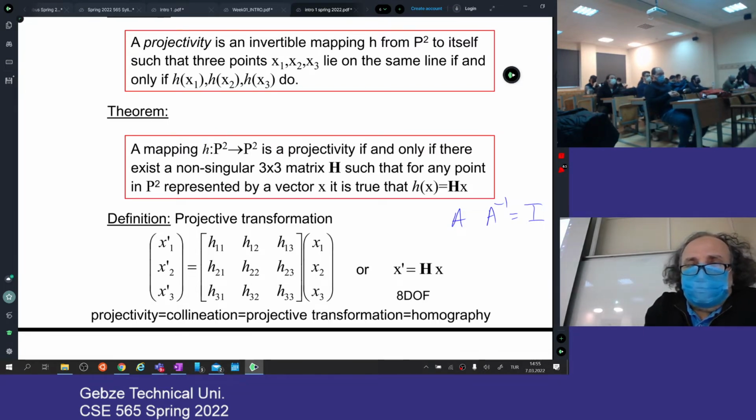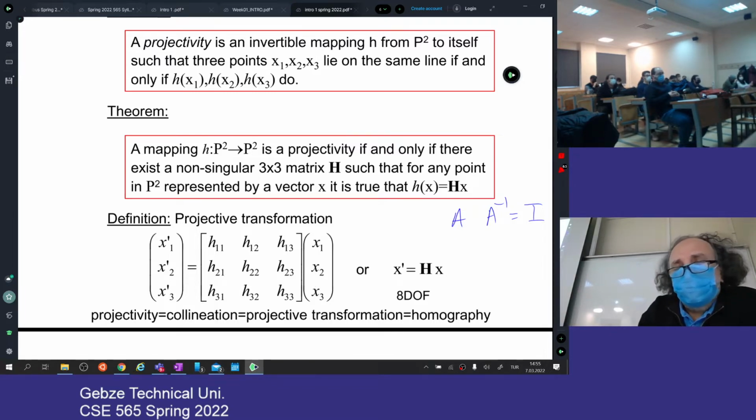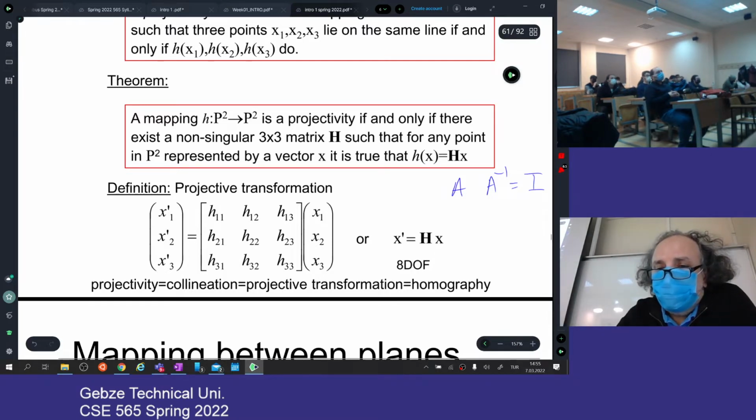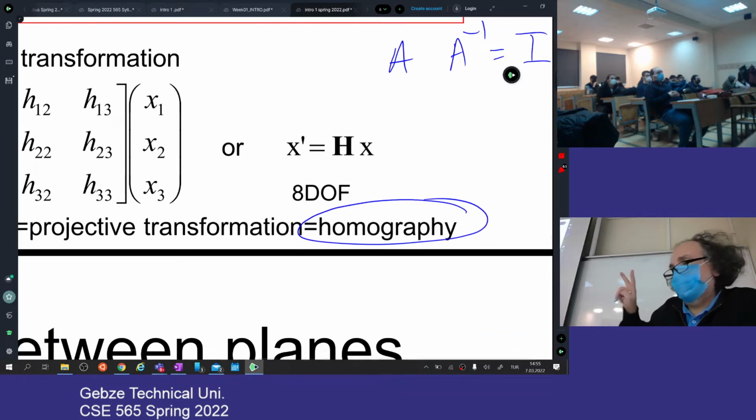Okay? So this is a projectivity, okay? And there is a proof for that one, but I'm not going to talk about the proof. Sometimes we call this a projectivity, sometimes we call it collineation, sometimes we call it projective transformation, sometimes we call it homography. And most of the time I'm going to use this homography. So homography is in two-dimensional world, okay? It is a 3 by 3 matrix, okay? It will transform us from one two-dimensional space to another two-dimensional space.